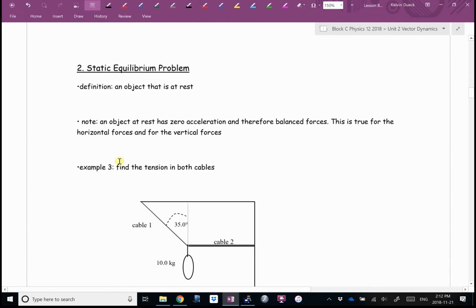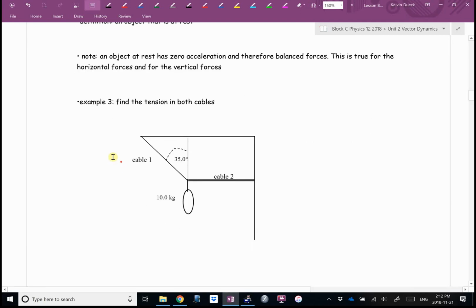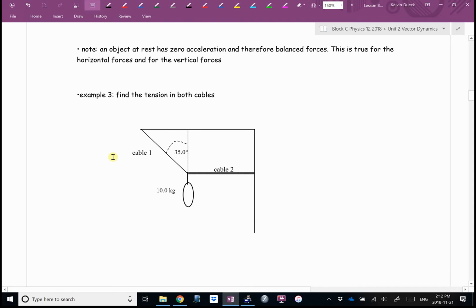Another neat application is called static equilibrium. An object is in static equilibrium if it's at rest. In other words, not only are all the forces acting on it balanced, because if it's at rest, the acceleration is 0. It's not moving at all. And a classic static equilibrium question is the street sign question, where you have a sign hanging from 2 cables, one of which is at an angle. So something like this.